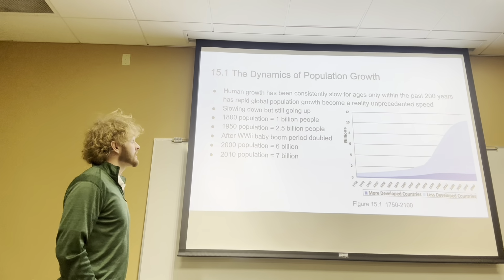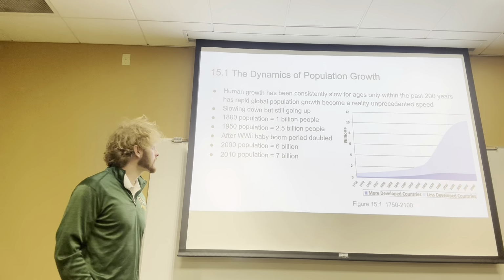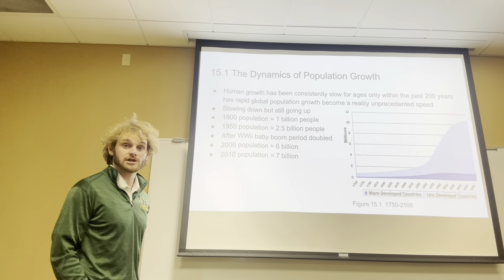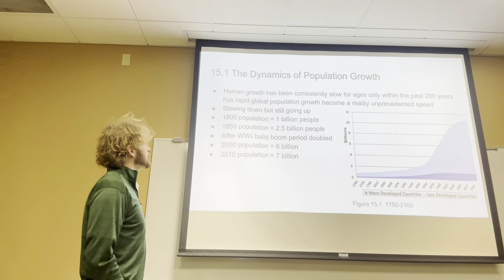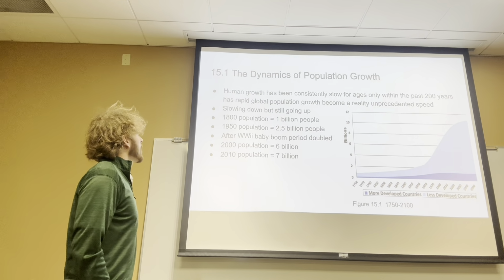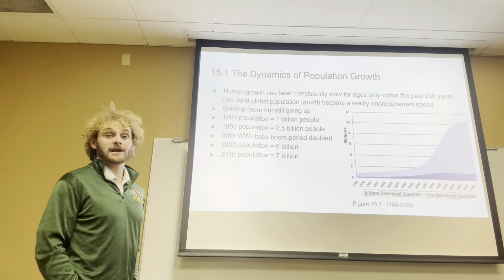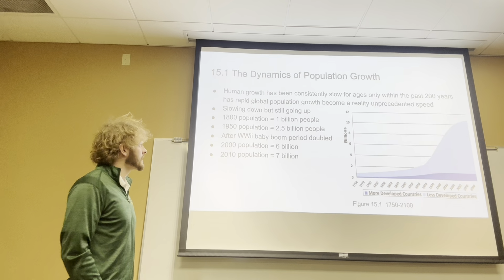Around 1800, the population was equivalent to 1 billion people worldwide. In 1950, the population was equivalent to 2.5 billion people. This number shot up in only 150 years by 1.5 billion. This is pretty crazy. After World War II, during the baby boom period, it doubled. People were coming home from the war, many soldiers were killed, the population needed to be fixed. People got down to work and got busy.